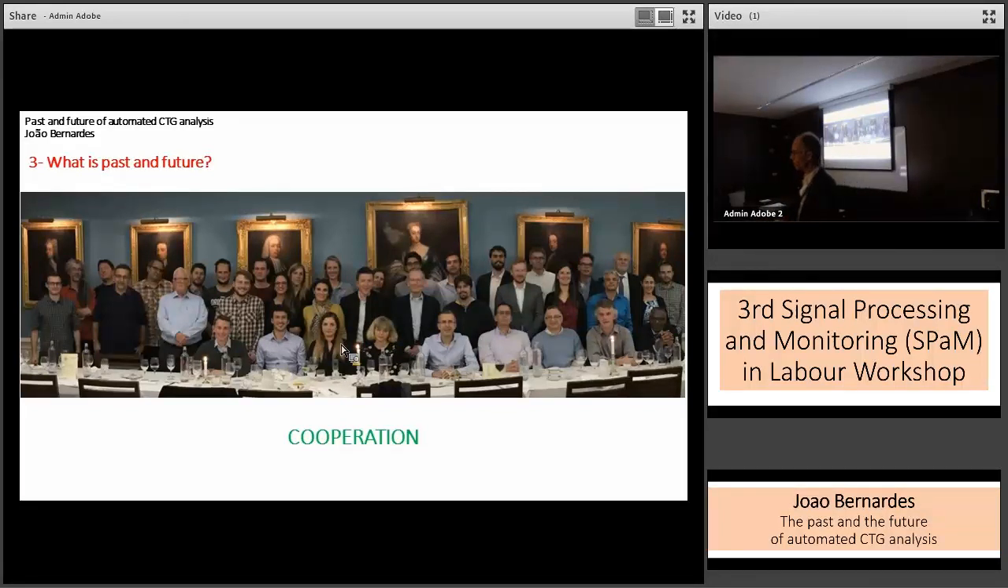Clinicians need to cooperate with non-clinicians, and clinicians need to cooperate with other clinicians. Non-clinicians from mathematics or statistics or engineering or physics need to cooperate with each other. Cooperation is certainly something we have to do in the future, and this group is very inspiring regarding this keyword.